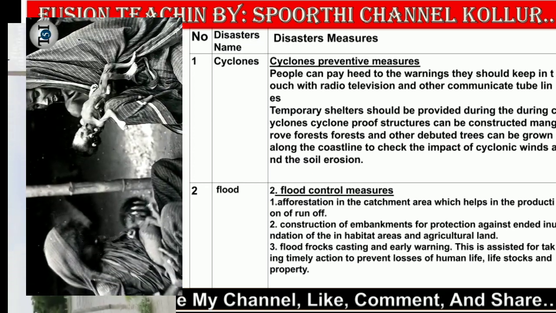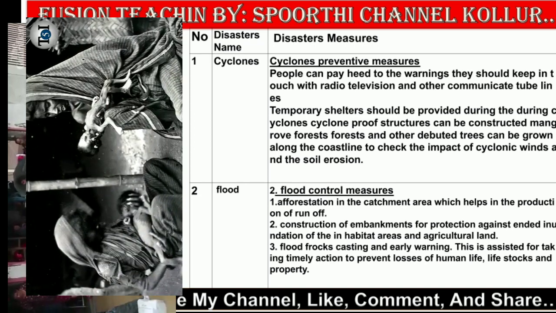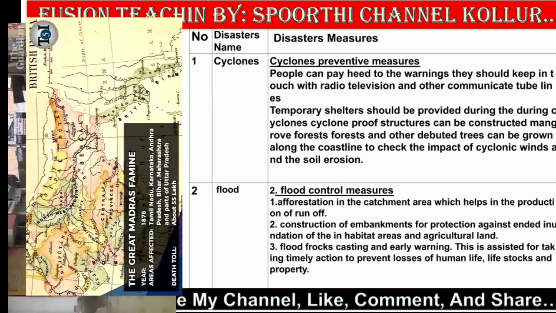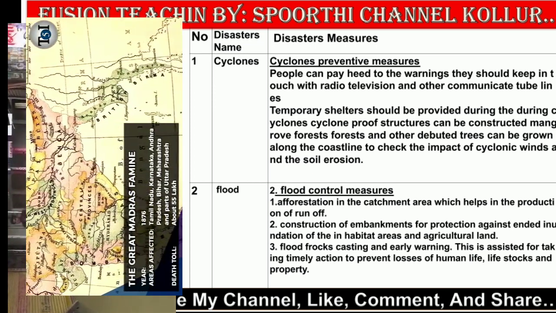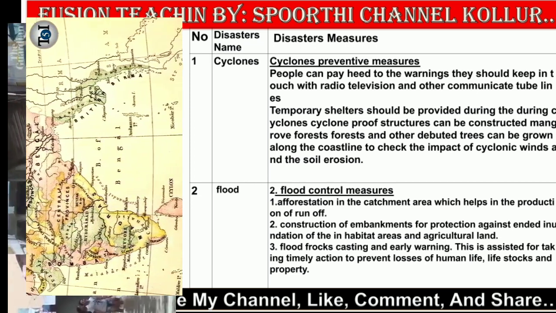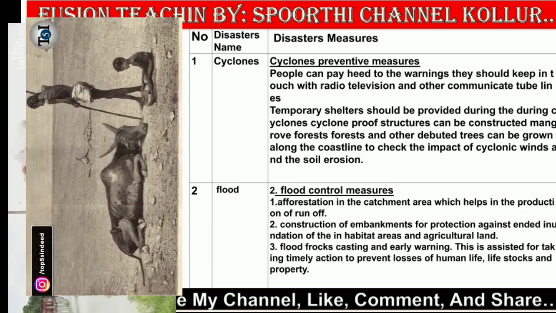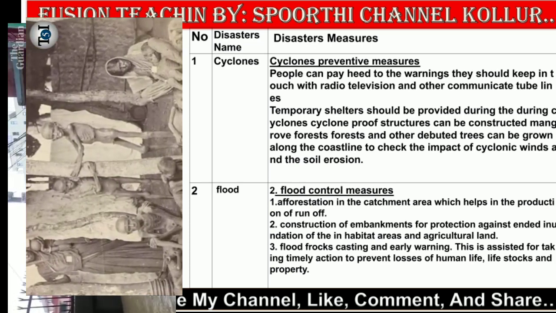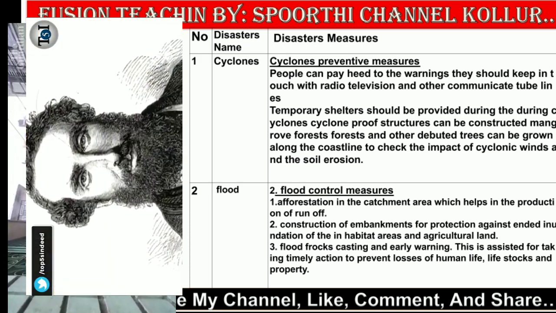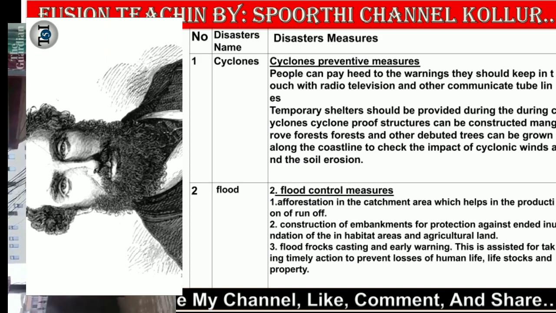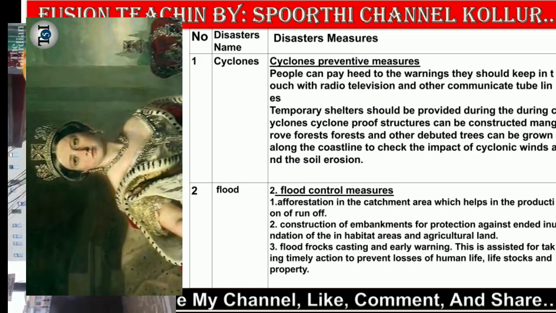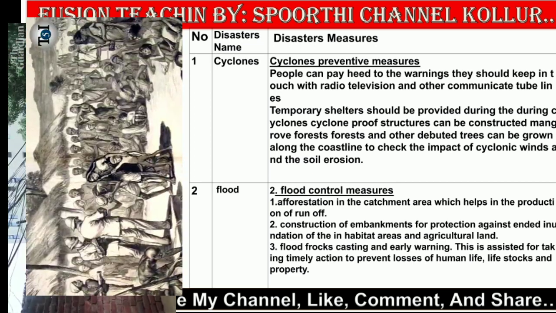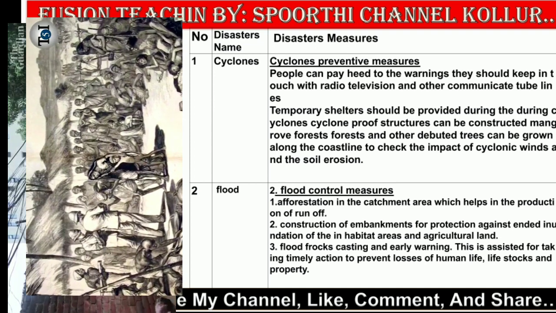One, cyclones: preventive measures. People can pay heed to the warning. They should keep in touch with the radio, television and other communication lines. Temporary shelters should be provided during cyclones. Cyclone-proof structures can be constructed. Mangrove forests and other deep-rooted trees can be grown along the coastline to check the impact of cyclone winds and soil erosion.